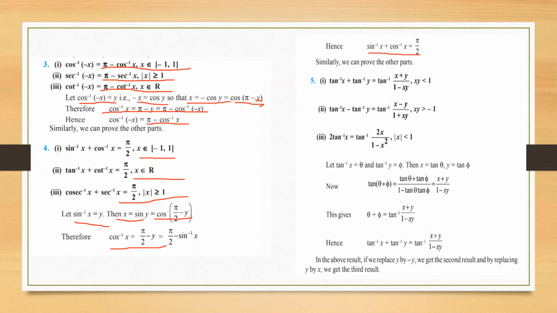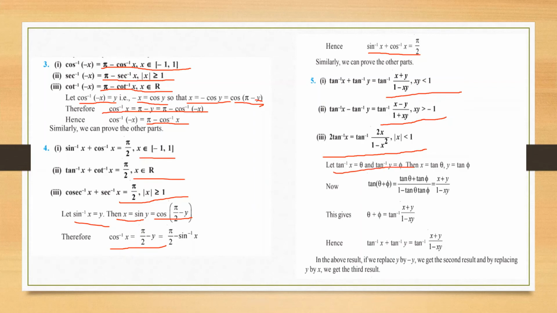Number 5 is tan inverse x plus tan inverse y equal to tan inverse of x plus y upon 1 minus xy, for xy less than 1, and tan inverse x minus tan inverse y is equal to tan inverse of x minus y upon 1 plus xy, for xy greater than minus 1, and 2 tan inverse x equal to tan inverse of 2x upon 1 minus x square for mod x less than 1, right? So take tan inverse x equal to theta, x is equal to tan theta, and tan inverse y equal to phi, so y is equal to tan phi.